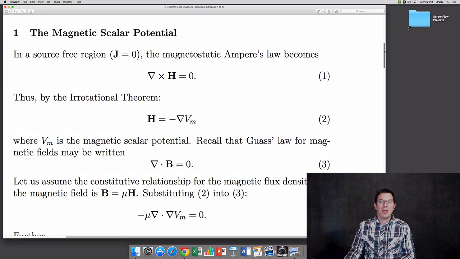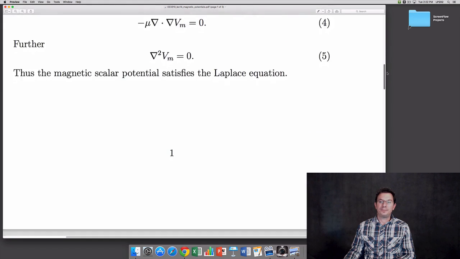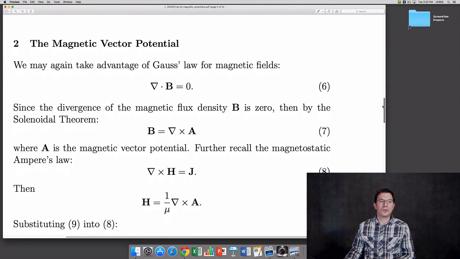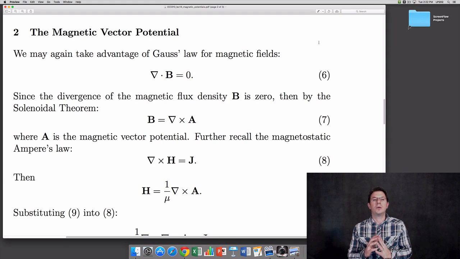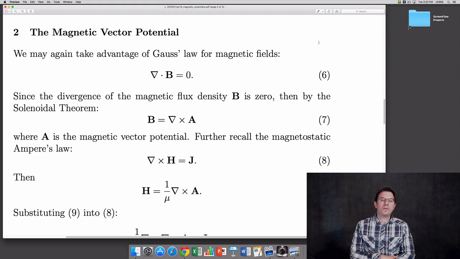As I mentioned before, there is also a magnetic vector potential that can be useful. Again, it's a potential, which means we're going to operate on it with some operator in order to get a field. We may again take advantage of Gauss's law for magnetic fields, which says that the divergence of the magnetic flux density B is equal to 0.